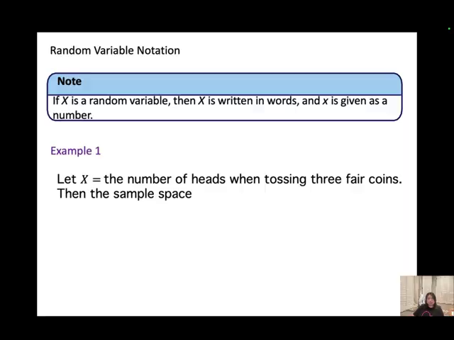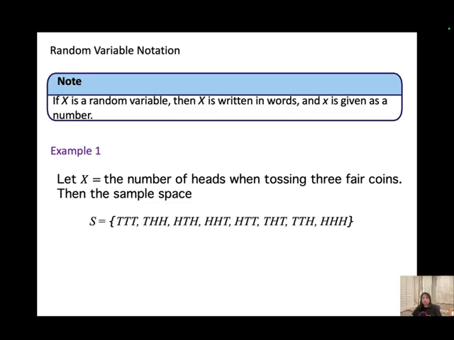Example 1. Let X be the number of heads when tossing 3 fair coins. Then the sample space is, can you try to write it out? What is the sample space when you flip the coin 3 times? You can get head, head, head, or head, head, tail, or head, tail, head, right? If I write it all out, it's going to look like this.